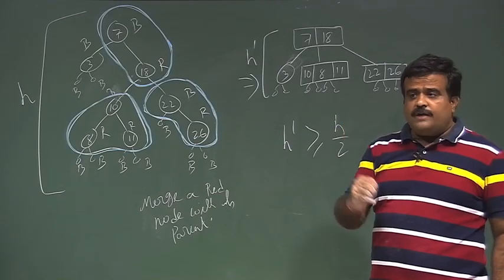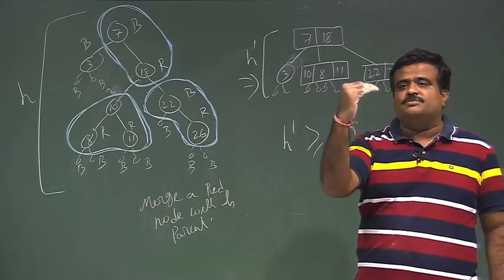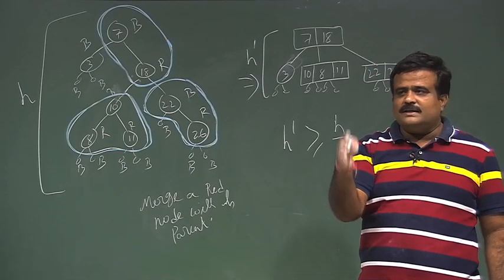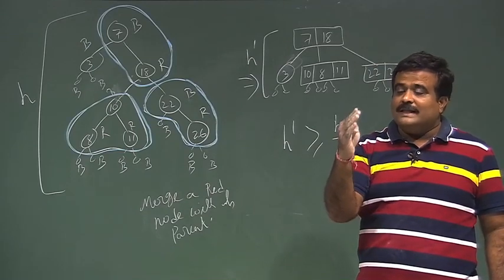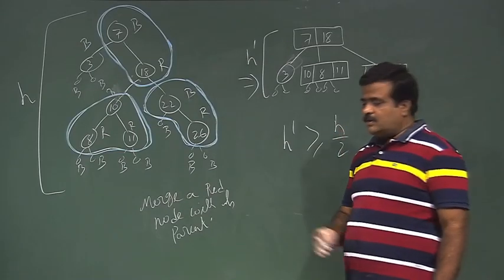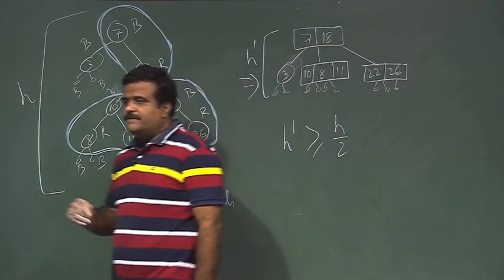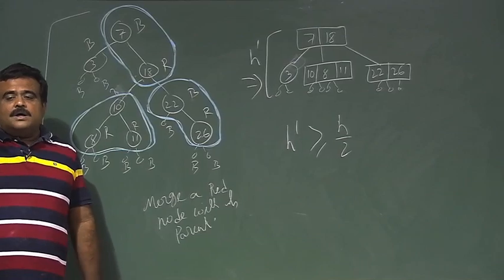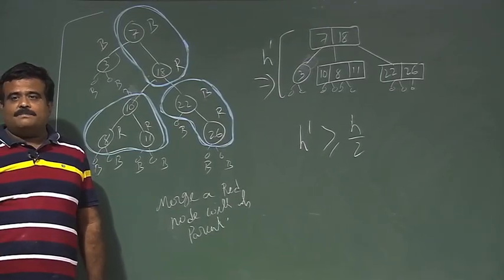But we know if a node is red, then the parent has to be black. So if we consider any path, then the number of red nodes will be less than the number of black nodes, because that is one of the properties. If a node is red, then the parent has to be black.